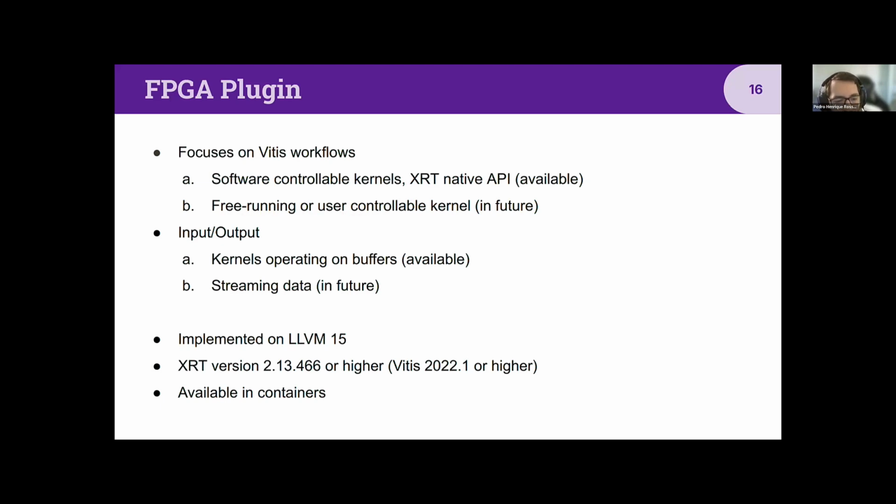And we are working with the buffered type of kernels, where you have buffers among the kernels that you can use. Streaming, we are working on this right now, so you may expect this really soon. This is basically implemented on LLVM 15 and using XRT of that version or higher, that's basically the tools of 2022.1 or higher. And another thing that we always do with OMPC is make this available in containers.